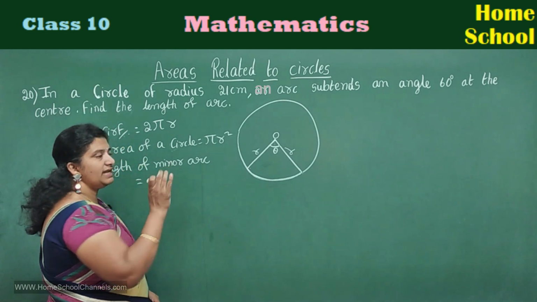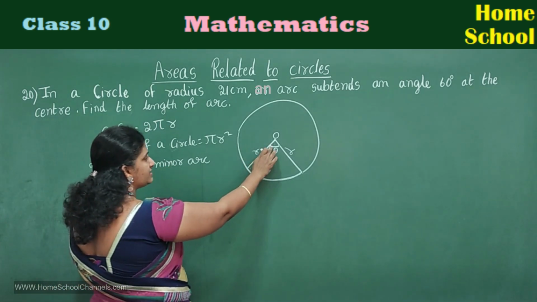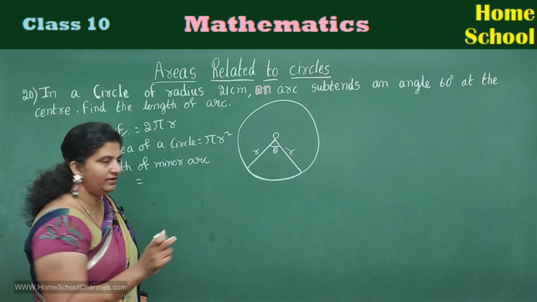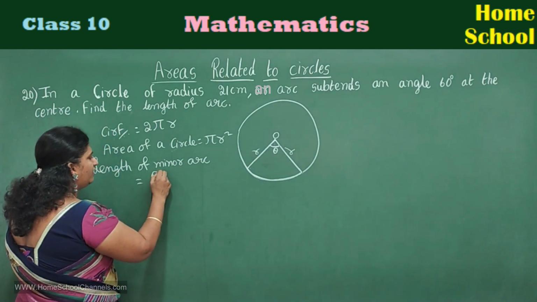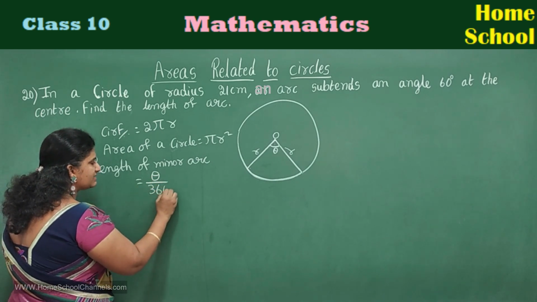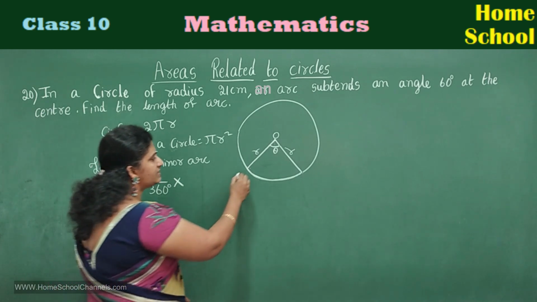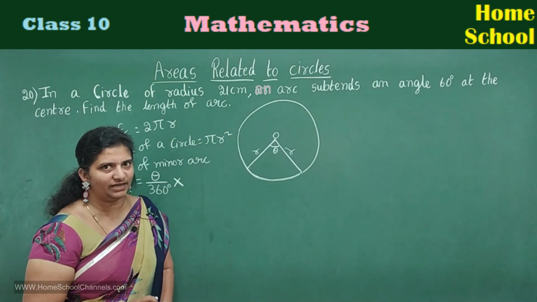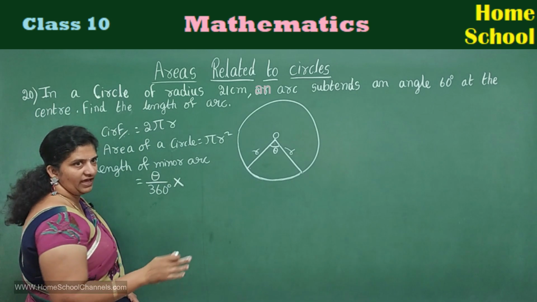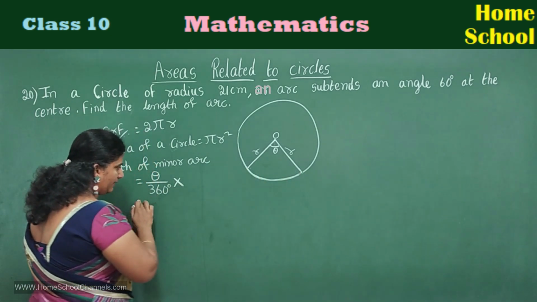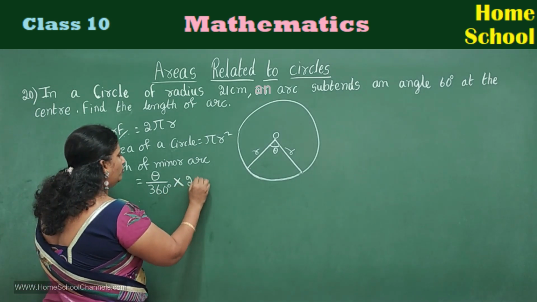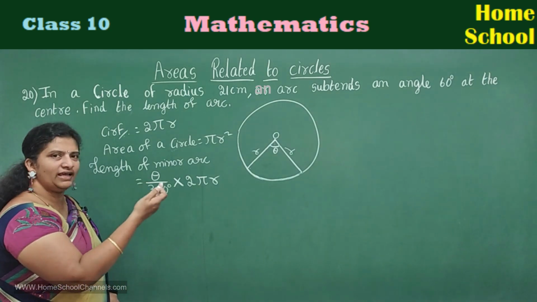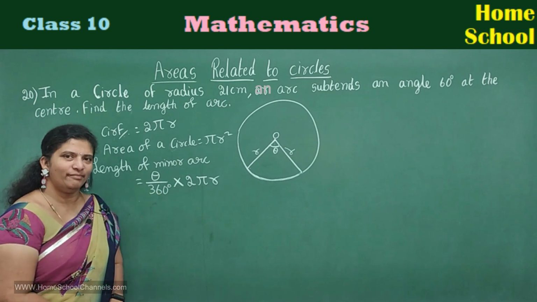Now, what is the length of the minor arc? Look here, this angle is theta. What is the complete angle of a circle? 360 degrees. Now, remember the formula this way: theta by 360 degrees into this arc. Where is this arc on a circle? That is on the circumference of a circle. What is the circumference? 2 pi r. Length of minor arc is equal to theta by 360 into 2 pi r. This is only the length of the minor arc. If you know the angle and radius, you can substitute and get the length of the minor arc.